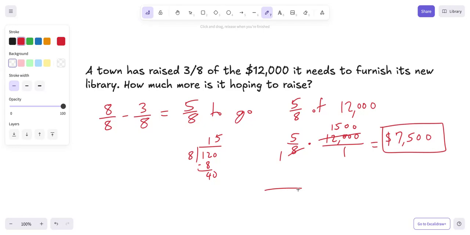Or another way to do it is 12,000 divided by 8 to get the same thing. 1,500. You do the math, so 1,500 is equal to 1/8 of the whole thing, and then we multiply that by 5 to get the same answer.